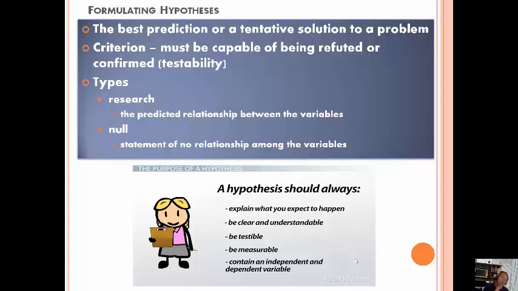But the main thing here, and that's on the bottom, is a hypothesis should always contain an independent and a dependent variable, one of each at least. Now, you can have multiple dependent variables and multiple independent variables. Most more complex research projects do have more than one of each. So I think that ends the presentation.